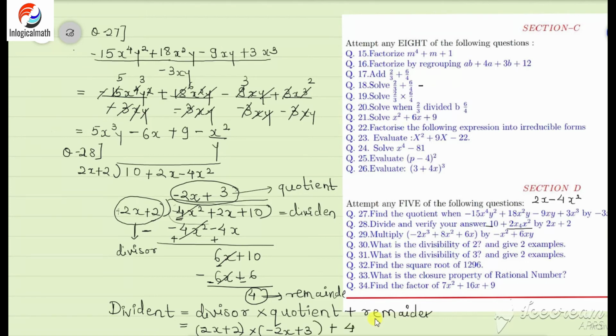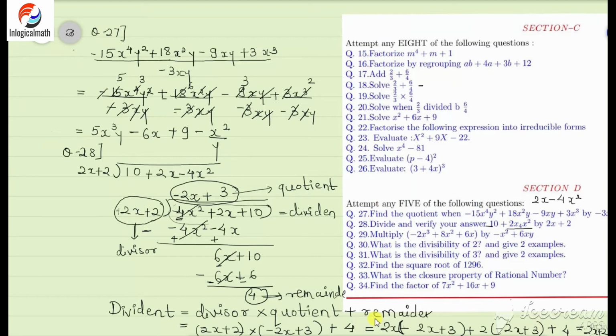4. Okay, and after solving this part, do the multiplication 2x plus 2. So 2x plus 2 is multiplied by minus 2x plus 3. So as in usual multiplication, multiply this. So minus 2x plus 3 plus 2 in another bracket, minus 2x plus 3 plus 4. Okay, after solving this you will get 2x plus 2. Why are we getting 2x plus 2? Because it is equal to the dividend.